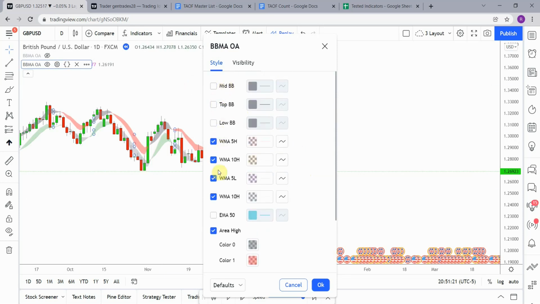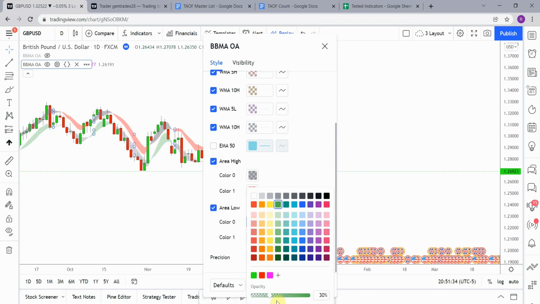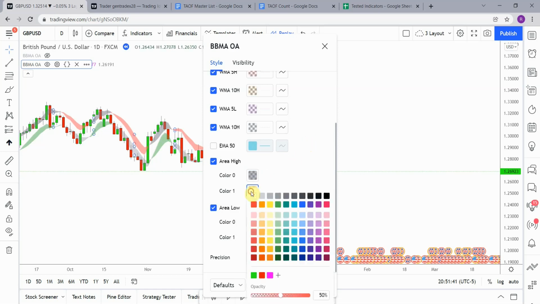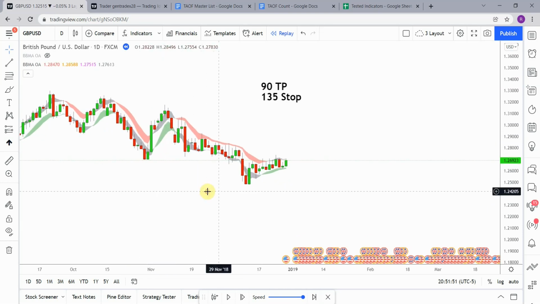So I turned off those settings, the MA there, and the mid, top, and low. And then I bumped up the opacity on these areas to 50. So this one 50, that one 50, 50, and 50. There we go. That brings it out just a tad bit more like this.